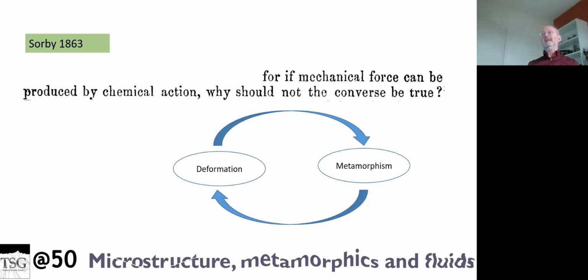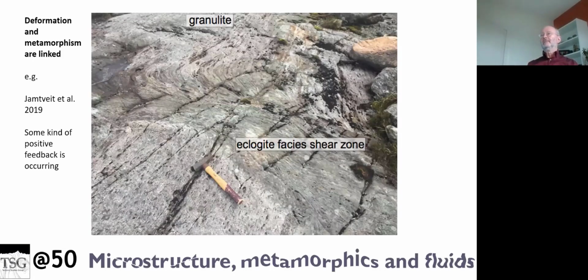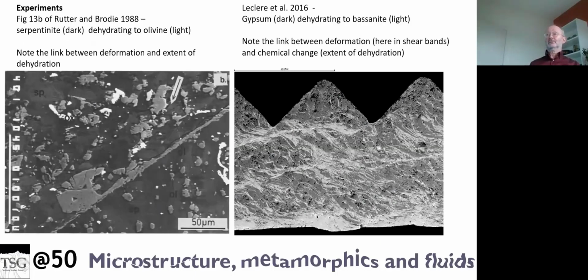So here's an example from the field. Here we have some granulite facies rocks in Norway, and you can see there in a different shade of green is a shear zone, a high strain zone, and it's eclogite facies. So there's some kind of positive feedback going on there between deformation and metamorphism. We don't fully understand that even now, but one of the key things that happened in the 80s and beyond is experiments illustrating this sort of thing.